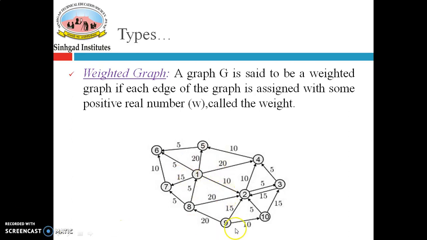So in this example, you can see that the edge from vertex 5 to 6 has a weight of 5, then 5 to 4 has a weight of 10, likewise. So each and every edge has a certain weight.